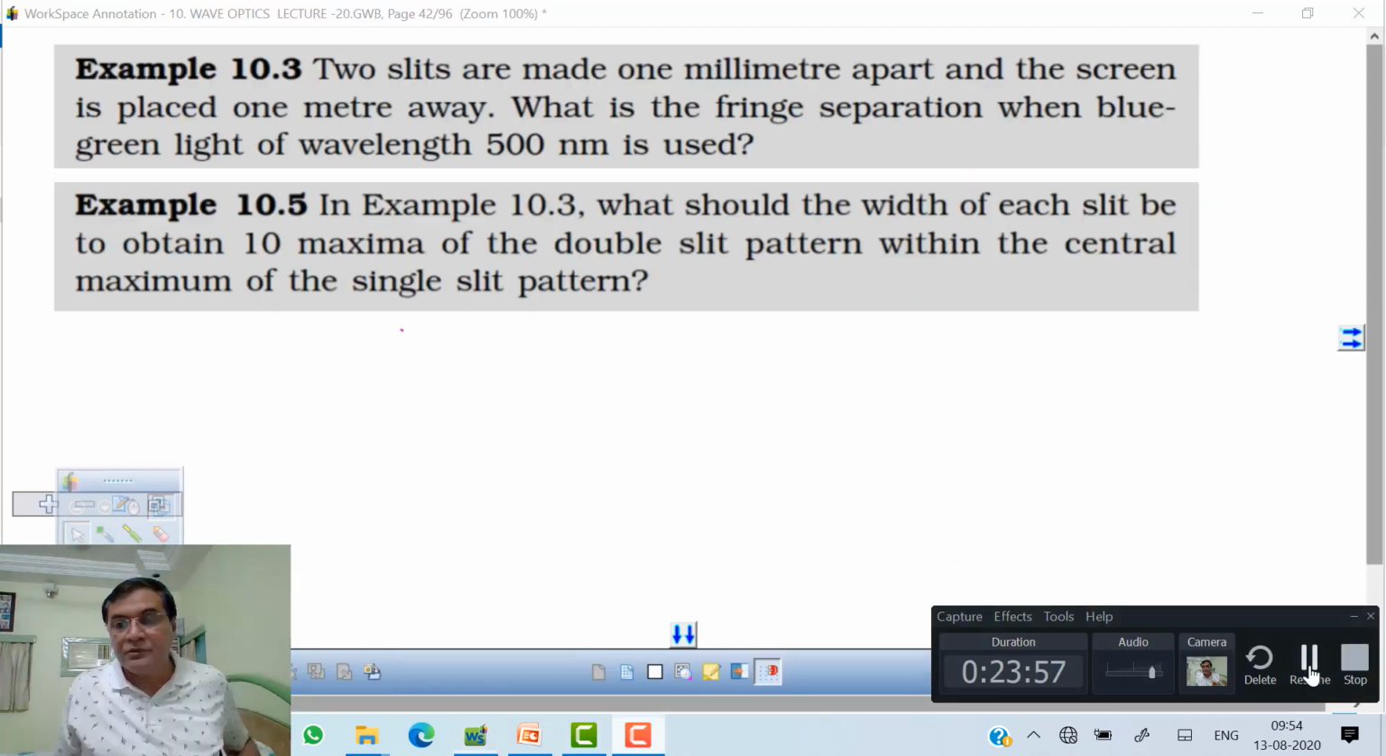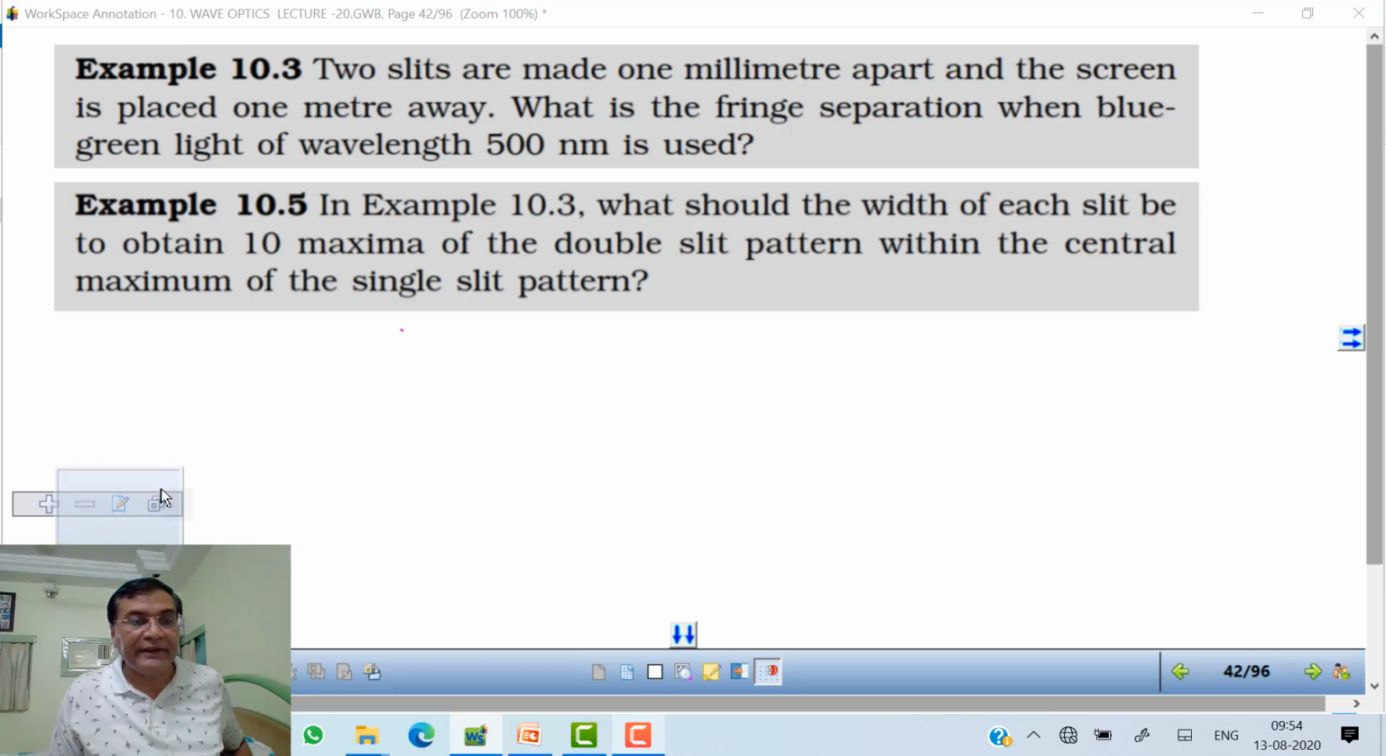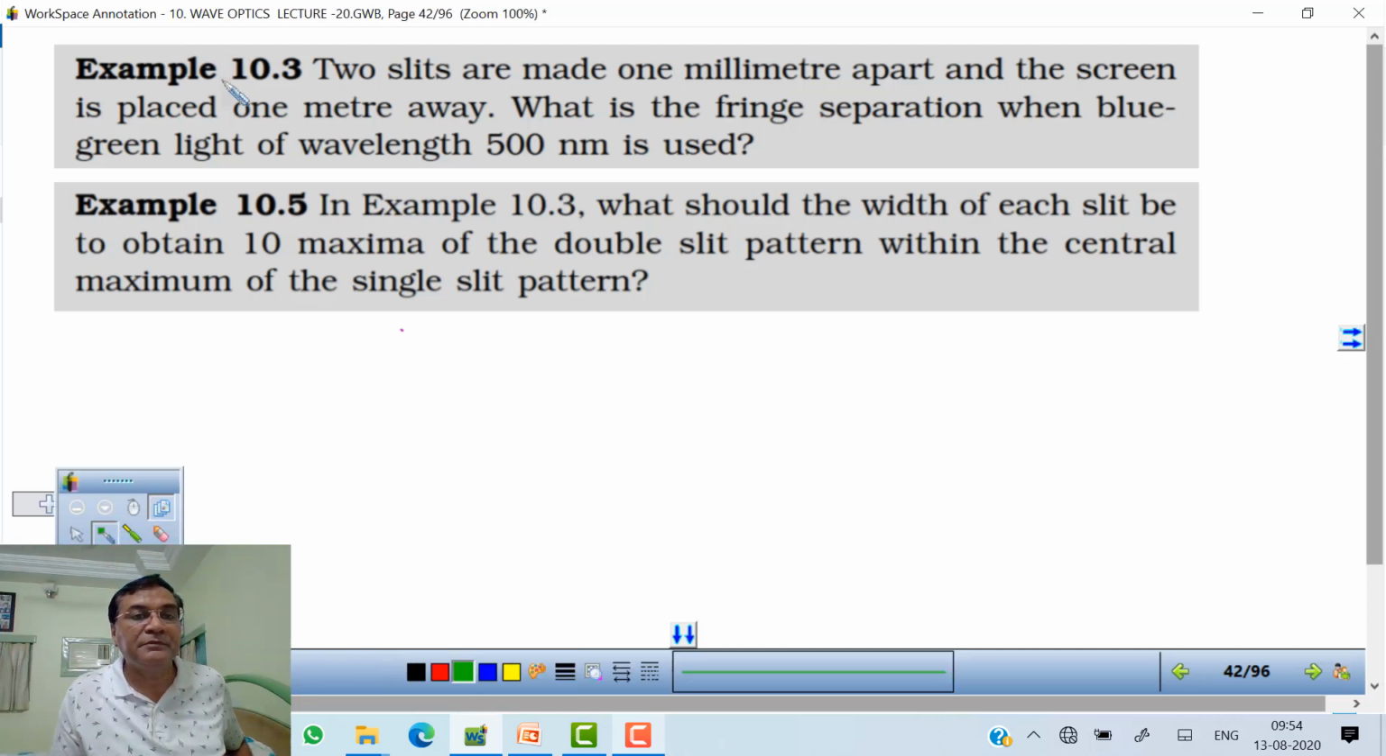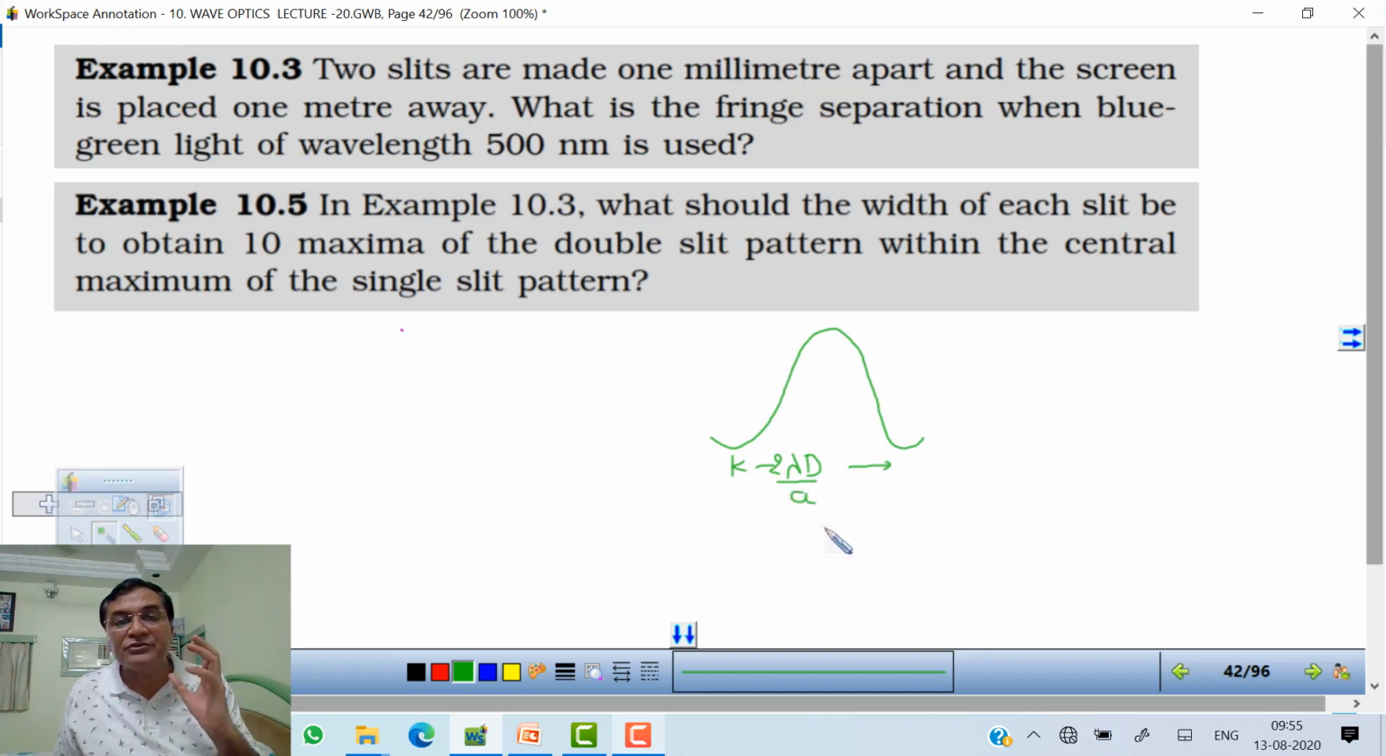Then next, in example 10.3, I already pasted here. What should be the width of each slit to obtain 10 maxima of the double slit pattern within the central maximum of the single slit pattern? So what is the question? This is the single slit pattern for diffraction. What is the width here? It is 2 lambda D upon a, where a is the width of the slit.